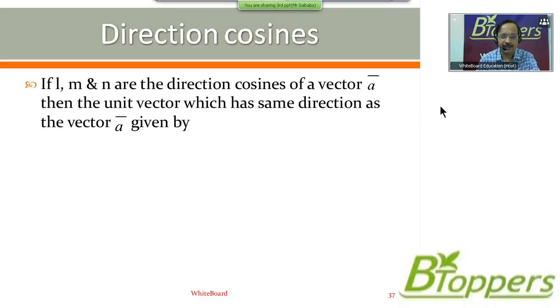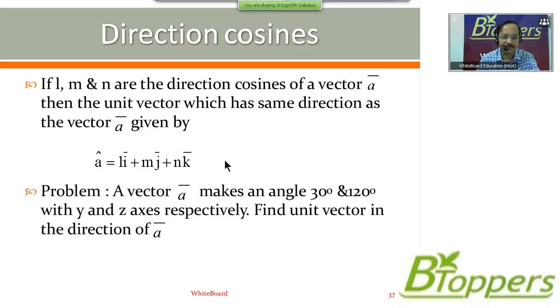So if L, M, N are the directional cosines of vector A bar, then the unit vector which has the same direction as the vector A bar is given by A cap equal to L I cap plus M J cap plus N K cap. That means you can write A cap equal to cos alpha into I cap plus cos beta into J cap plus cos gamma into K cap.